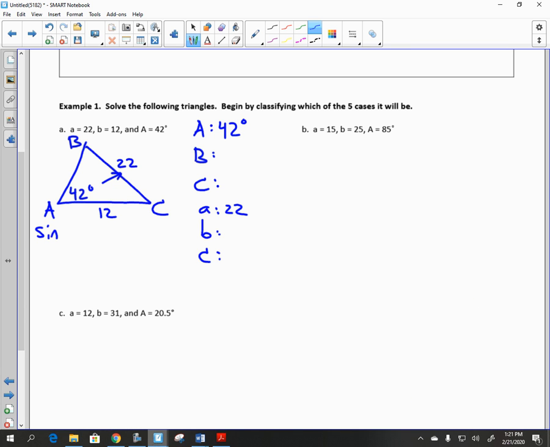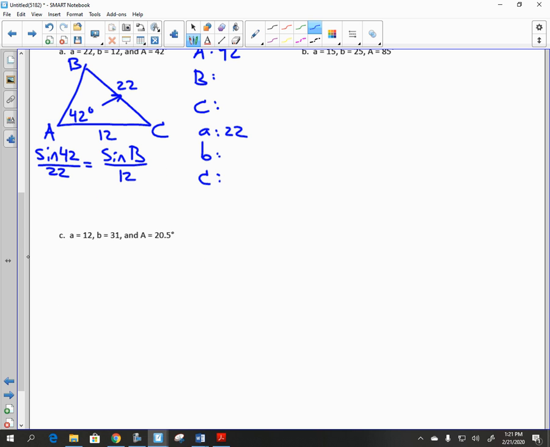Law of sines. Set it up. Sine of what? 42 over what? 22 equals? Very good. It's got to be angle B because B is across from 12. I cross multiply. I want to be clear here, Gavin, if you actually just multiply both sides by 12, 12 sine of 42 over 22 is equal to the sine of B. So I don't even have to multiply the 22 over, just multiply the 12 over, I get that. And I take out my handy dandy calculator.